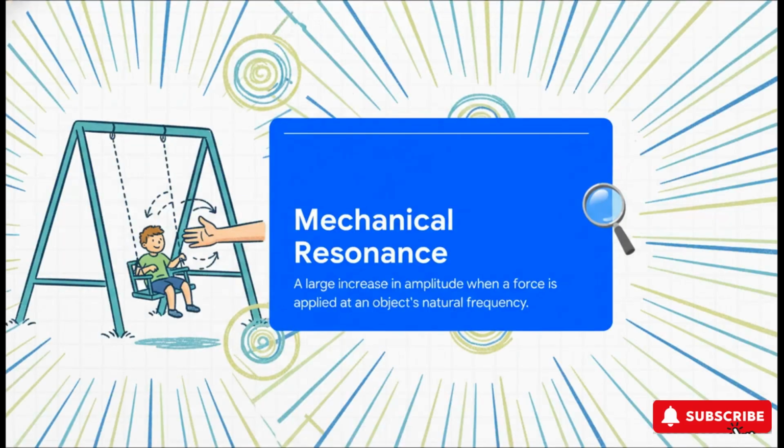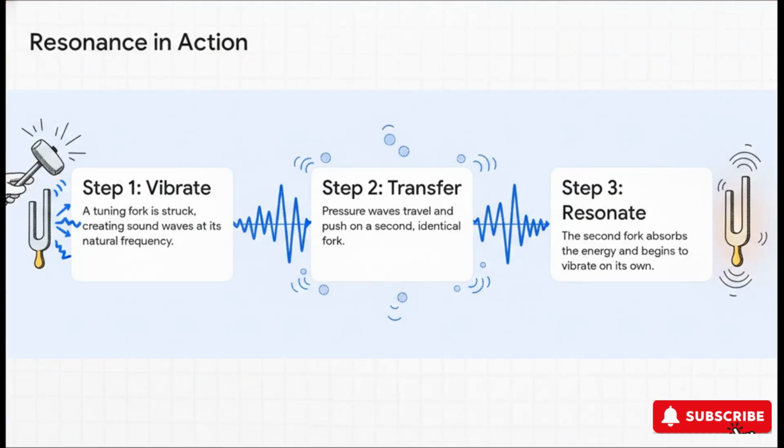Okay, one last huge concept for you, resonance. This is such a powerful idea. It's what happens when you apply a force to an object at just the right frequency, its own natural frequency, and that causes its vibration to get bigger and bigger and bigger. The classic example, pushing someone on a swing. If you time your pushes just right with the swing's rhythm, they go flying much higher with very little effort. That's resonance. And this tuning fork demonstration is the perfect way to see resonance in action.